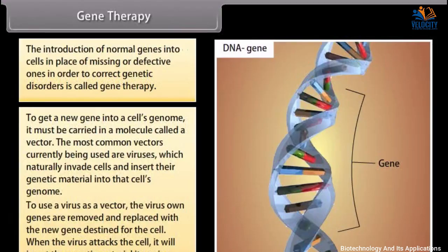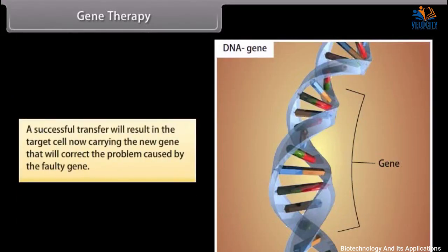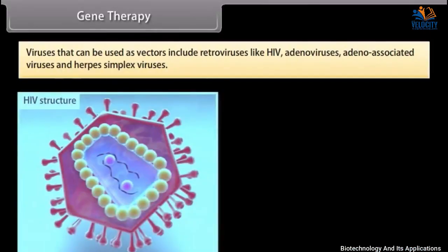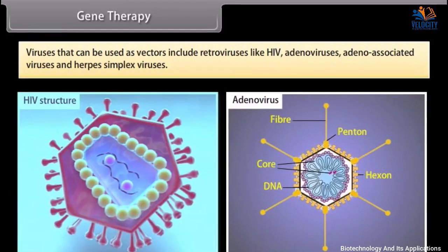When the virus attacks the cell, it will insert the genetic material it carries. A successful transfer will result in the target cell now carrying the new gene that will correct the problem caused by the faulty gene. Viruses that can be used as vectors include retroviruses like HIV, adenoviruses, adeno-associated viruses, and herpes simplex viruses.